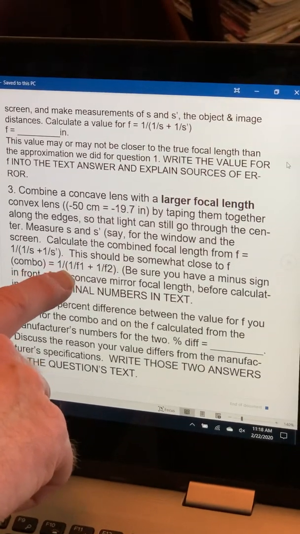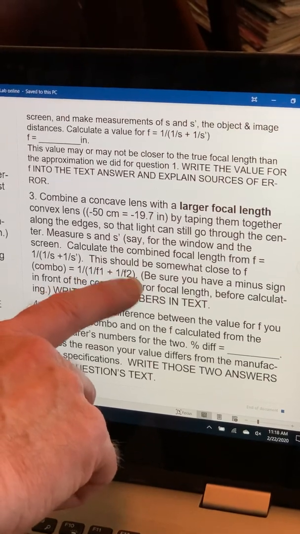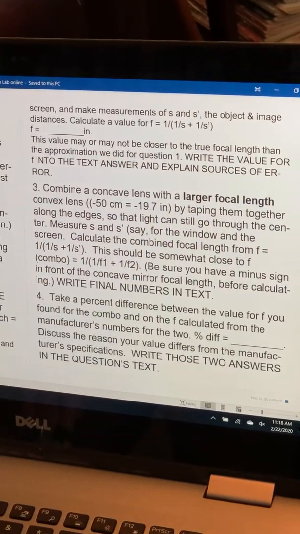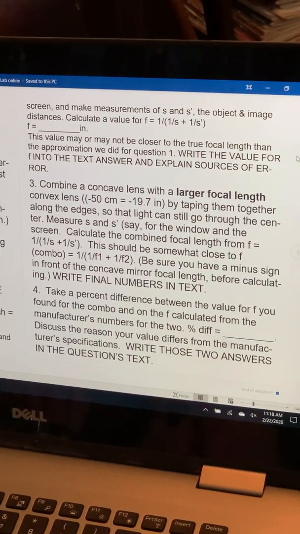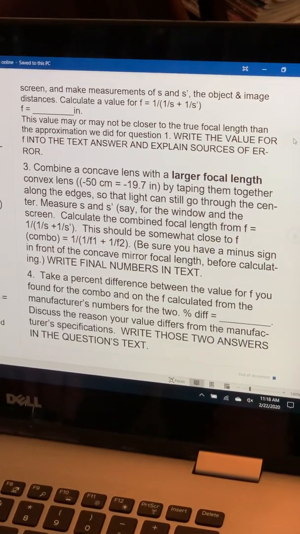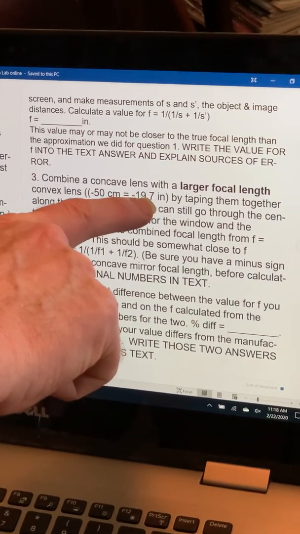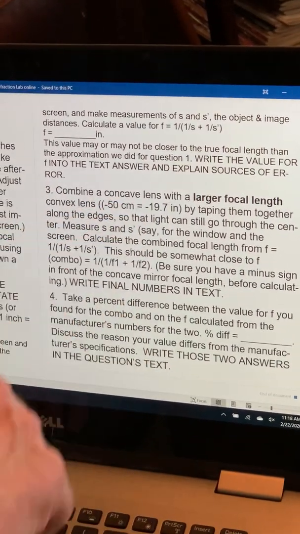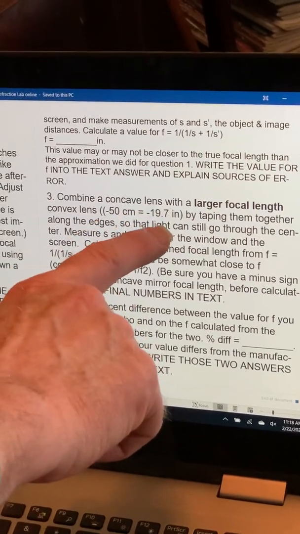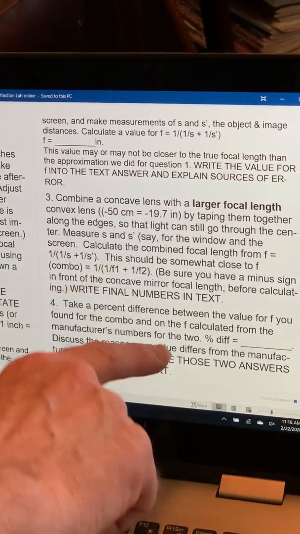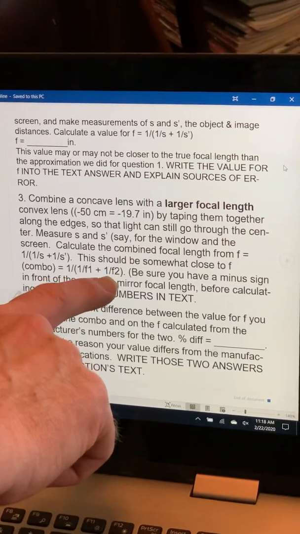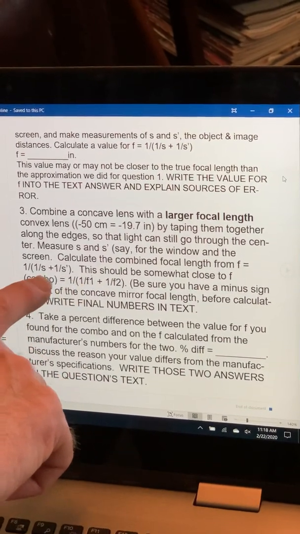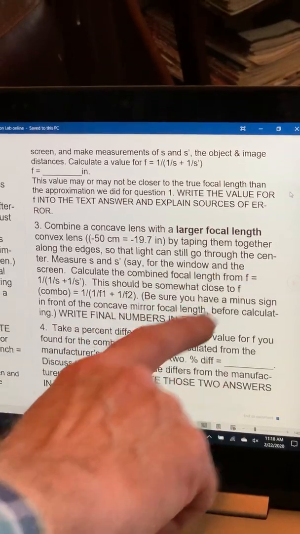So it's 1 over 7.8 and 1 over 50 divided by 2.54, okay? Converting it, yeah, there it is, 19.7 inches. Negative, minus 19.7 inches is the focal length for the concave lens. So you put in minus 19.7 there and 7.8 there, and this is what your number should be close to.